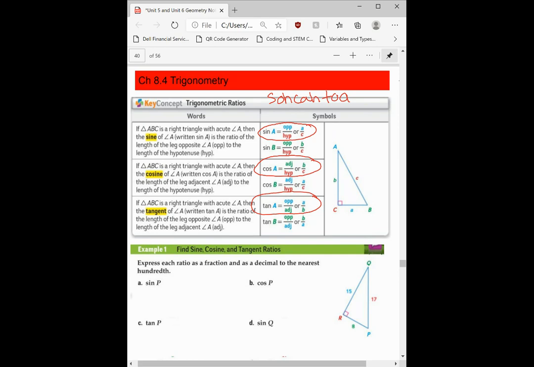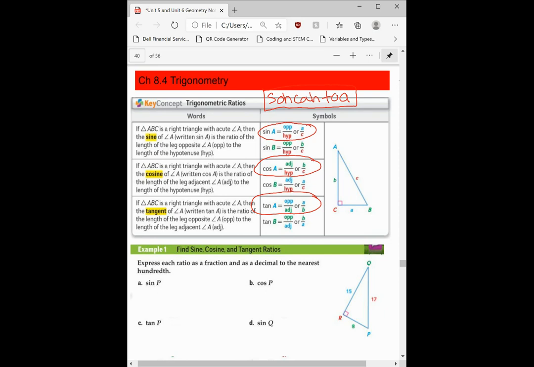C stands for cosine, A for adjacent, H for hypotenuse. So cosine is adjacent over hypotenuse. And lastly, TOA, T stands for tangent, O for opposite, and A for adjacent. So this is tangent is opposite over adjacent. So remember SOHCAHTOA. If anything you remember from geometry, you'll remember this.